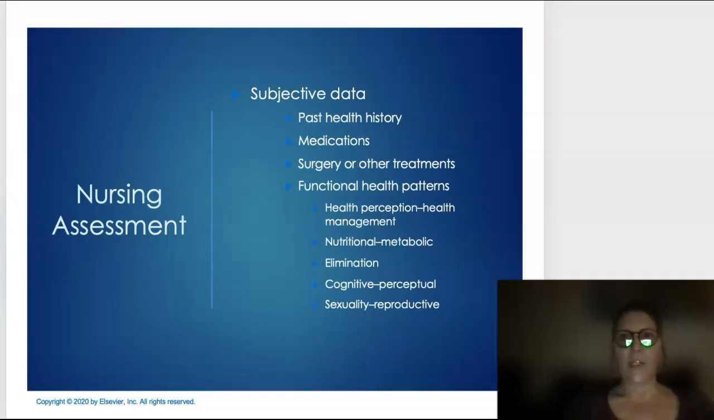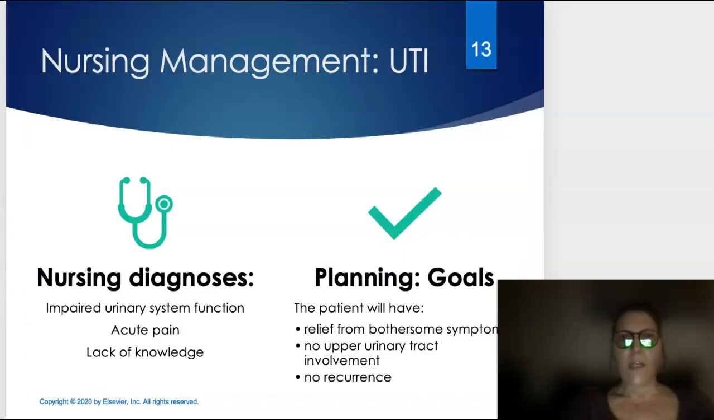So we're going to ask patients about their health history, their medication, surgery, functional health patterns. And to manage, for the nursing diagnosis, it might be impaired urinary system function, acute pain, lack of knowledge, and we want people to have relief from their symptoms and no upper urinary tract involvement. We don't want it to go into their kidneys, and we don't want a recurrence.